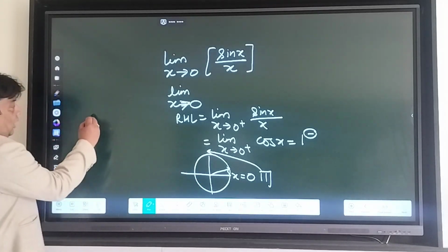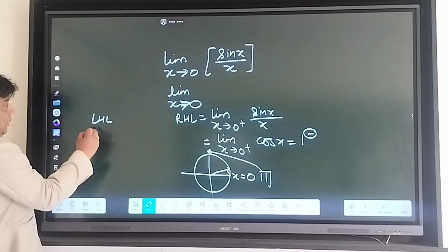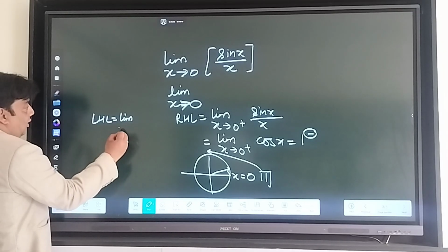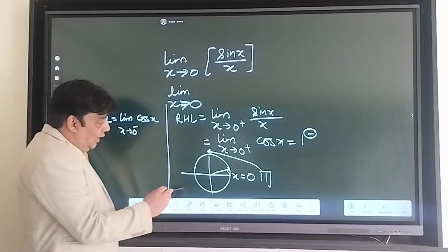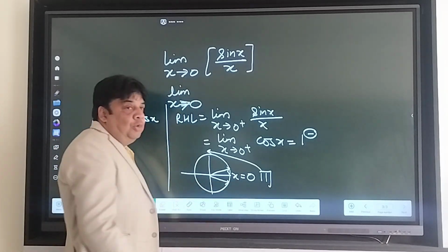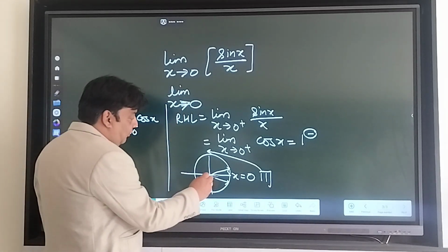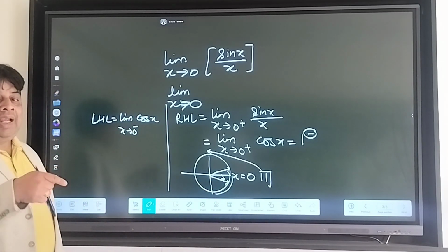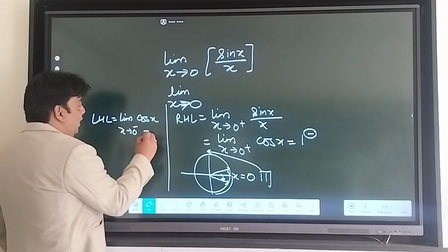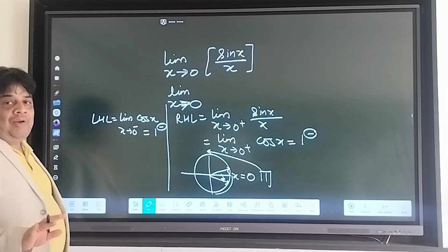Similarly, if I talk about the left hand limit, it will be limit x tends to 0 minus, and with the same L'Hopital's rule we get cos x here. Now when x is tending to 0 minus, we move into the fourth quadrant, and in the fourth quadrant also the value will be positive but slightly less than 1. So this is again 1 minus, meaning a value less than 1.